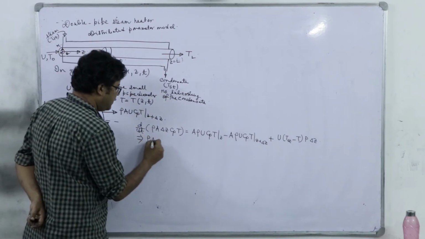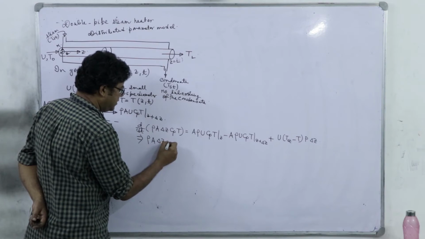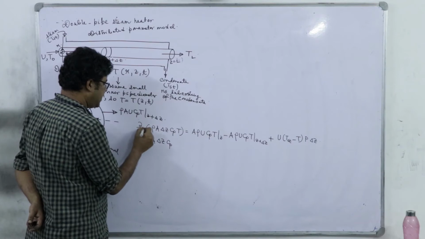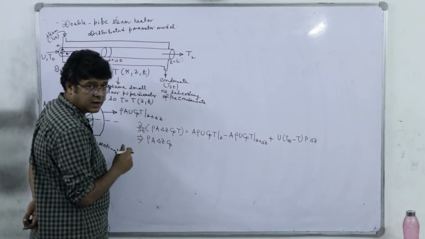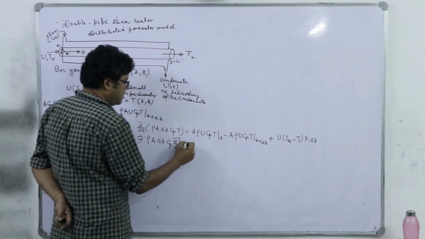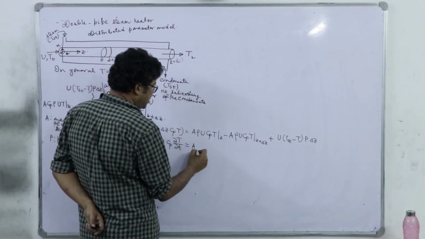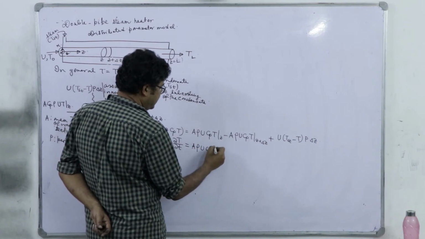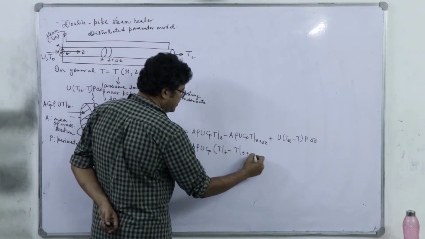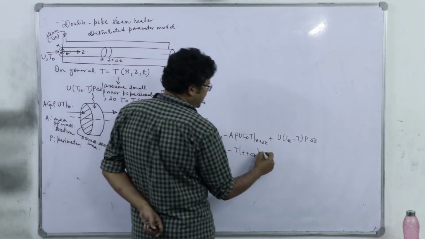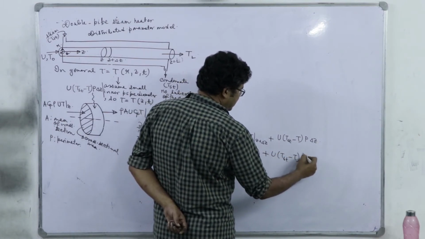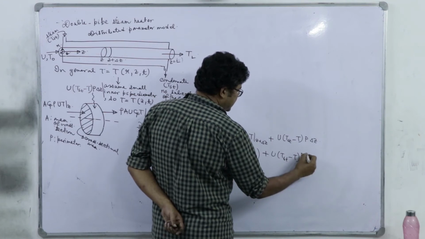So, rho A delta Z into Cp, and here it is not ddt but rather del T, because T is a function of Z as well. So, del T is equal to A into rho into U into Cp into T at Z minus T at Z plus delta Z, plus U into T steam minus T, P into delta Z.